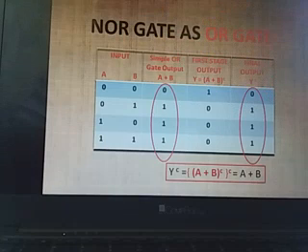Nice. Now the next part of today's lesson will be the NOR gate's behavior as that of an AND gate.